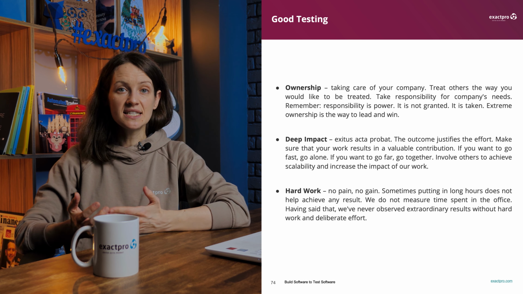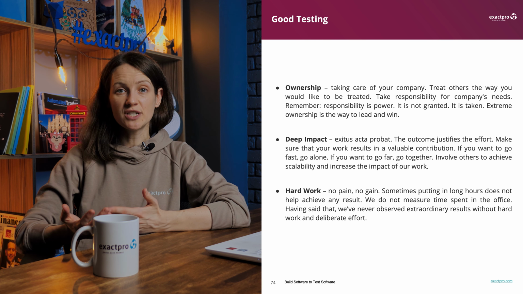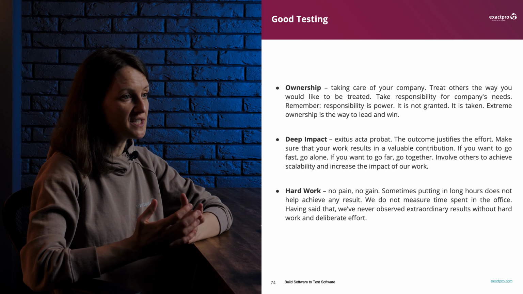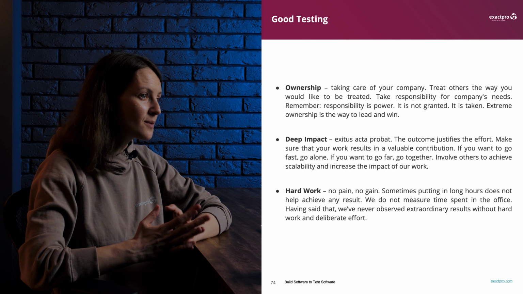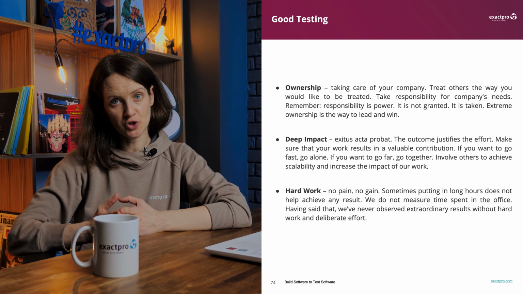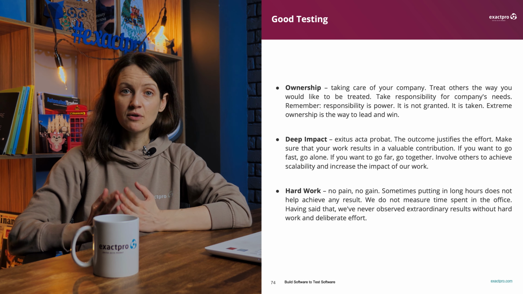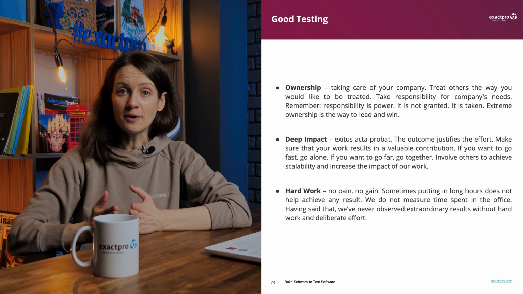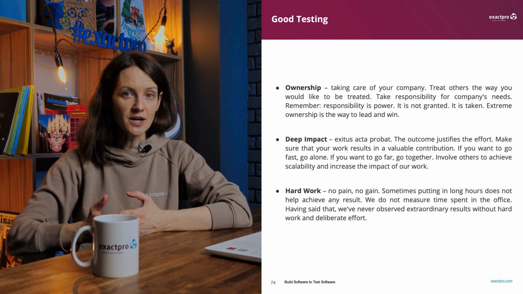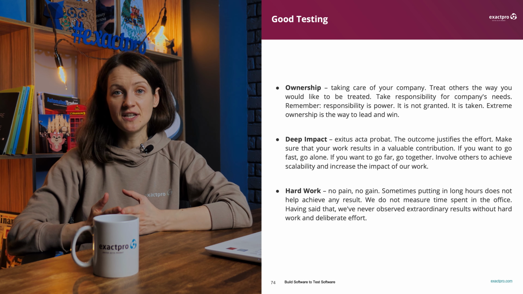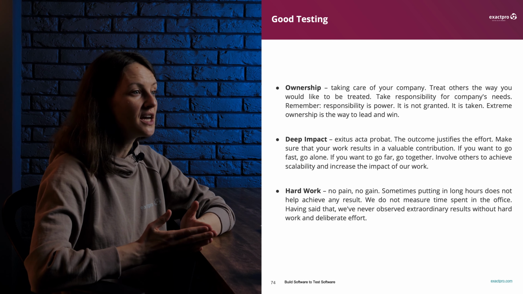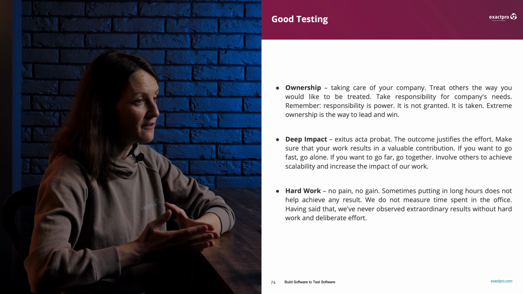If your testing doesn't find any defects, then you are doing it wrong. If your testing doesn't produce any information valuable for stakeholders, then you're doing it wrong. Make sure that your work results are a valuable contribution. If you want to go fast, go alone. If you want to go far, go together. Now, the next principle is hard work. Nothing of value is produced without effort. It also applies to software testing. Good testing requires a lot of effort.